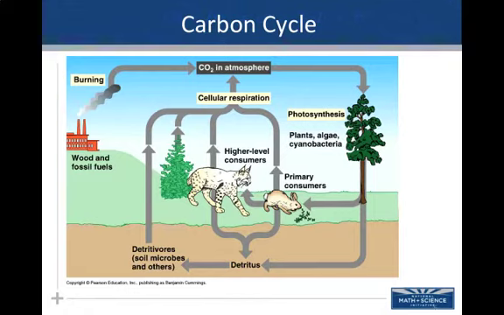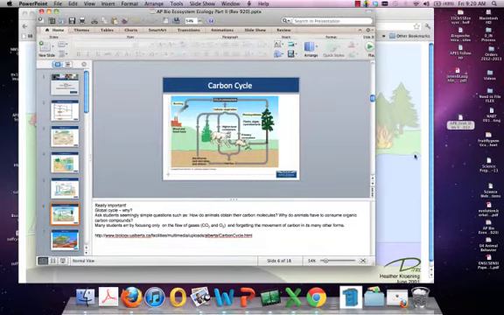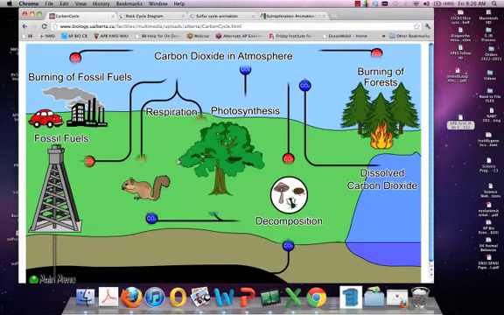We also have anthropogenic or human things that can impact the carbon cycle. As you see this little factory off to the side, you're having wood and fossil fuels being burned, and because of that you're having additional carbon dioxide released into the atmosphere. So let's take a little look at a simulation for this.